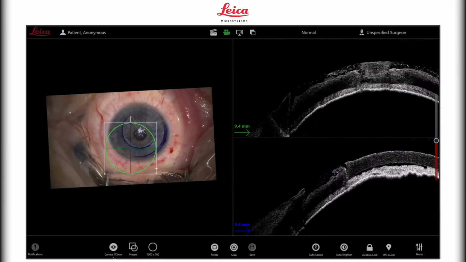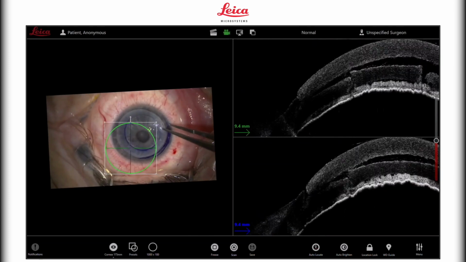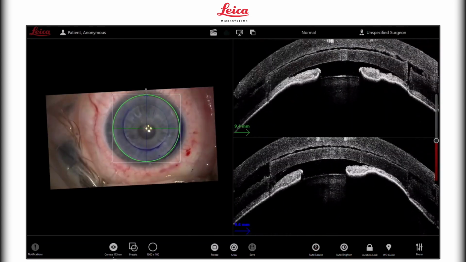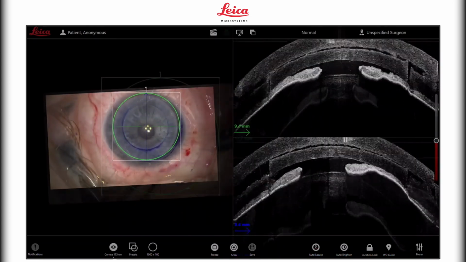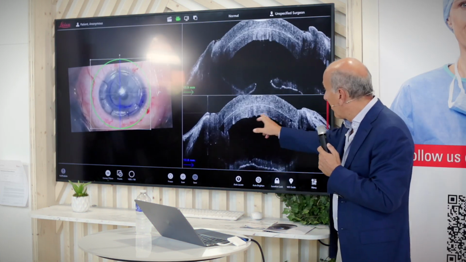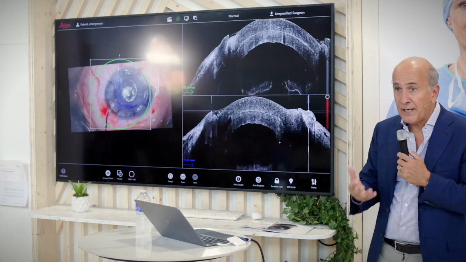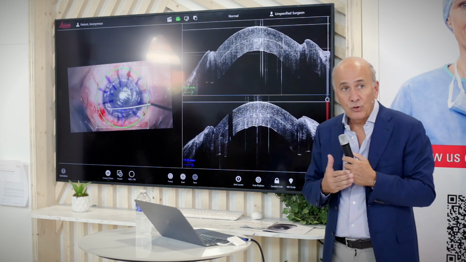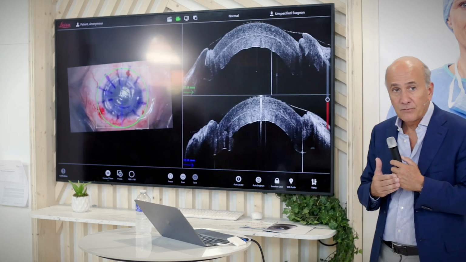Then we prepare with a microkeratome two pieces. One is 6 millimeter stroma and endothelium, and the other one is 9 millimeter just stroma. And we place the two layers there. And with the intraoperative OCT, we check whether the layers actually totally attach one to the other.